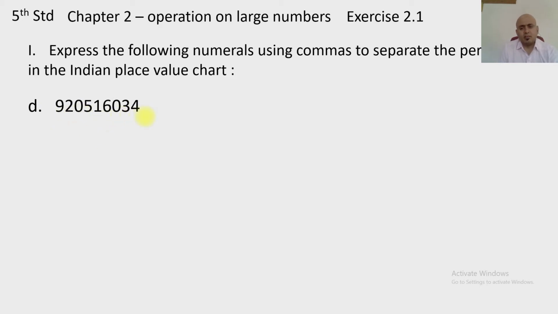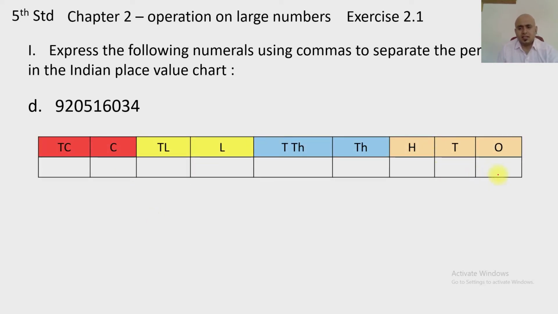920516034. So let us fill the number in an Indian place value chart. Starting with ones, from the left side, that is 4 3 0 6 1 5 0 2 9. So here we got up to the 10 crores place, that is 92 in crores place, 05, that is 5 lakhs in lakhs place, 16 in thousands place, and 034 in ones place. Totally 92 crores, 5 lakhs, read as only 5 lakhs.